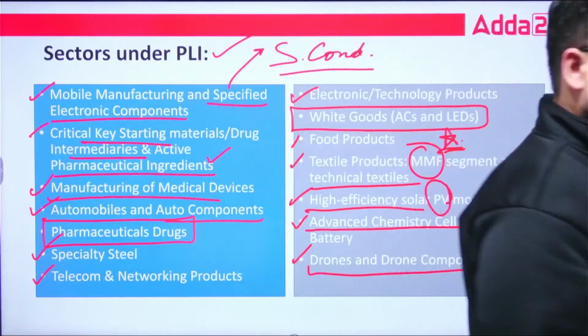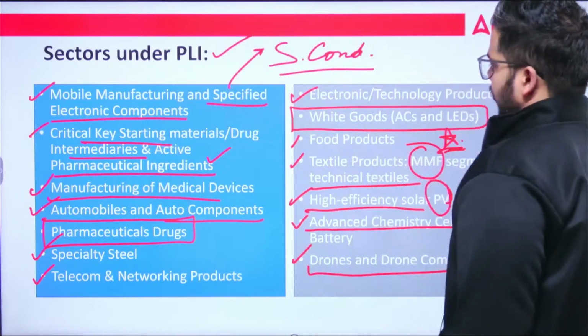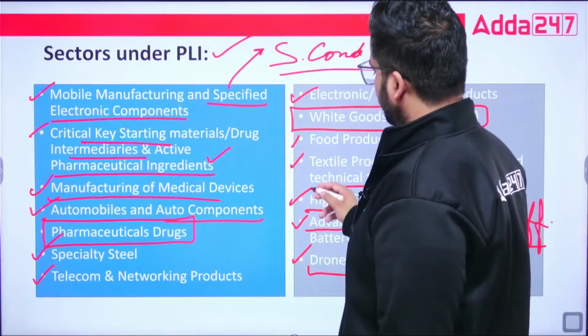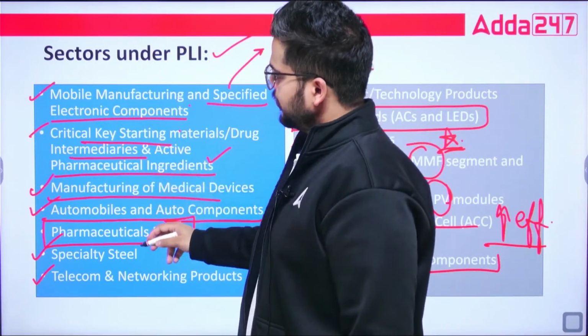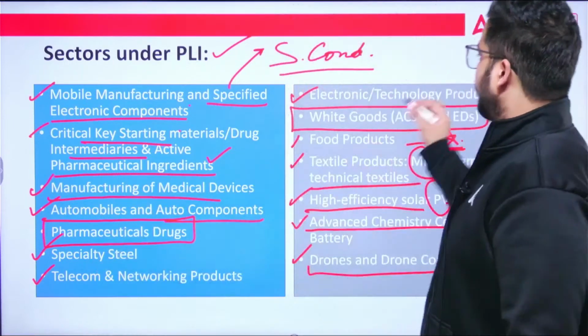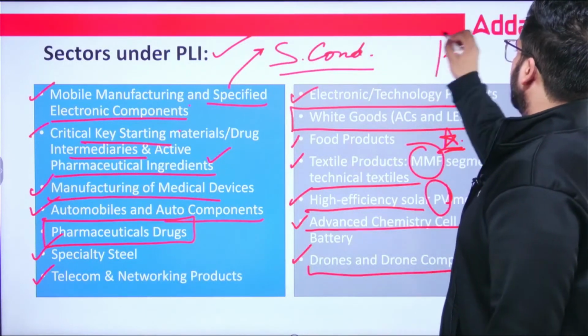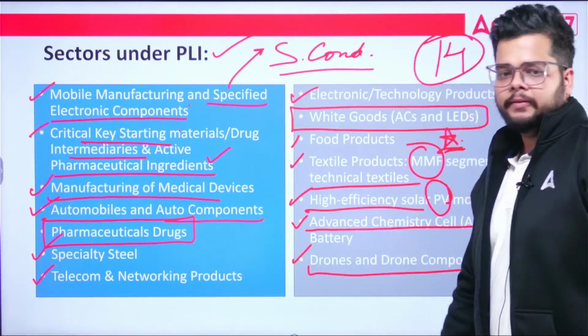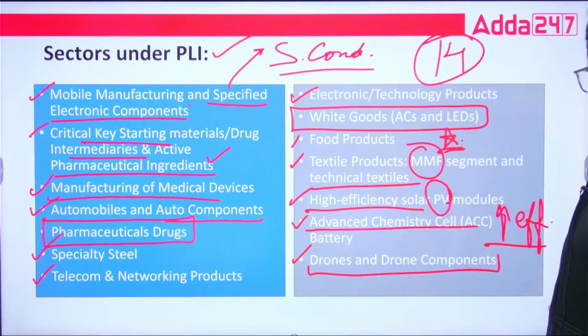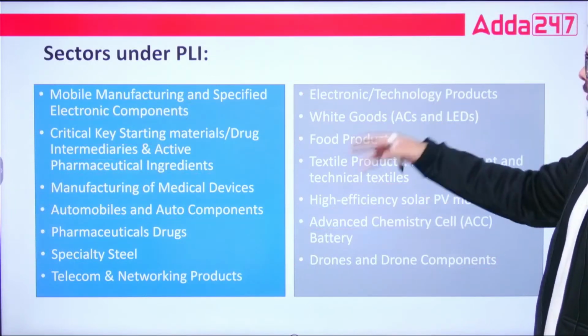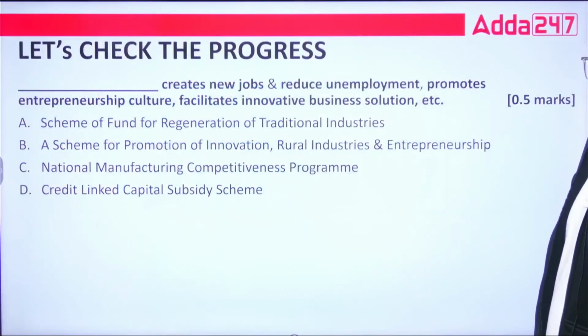Okay, so these are the sectors which you must remember, and we have 1 2 3 4 5 6 7 8 9 10 11 12 13 14 sectors under the PLI scheme. Okay, earlier there were 13, but as I told you, this is the latest entrant, so you must know the number as well as the types. Okay, next question.